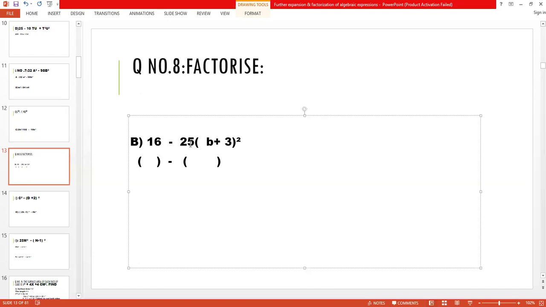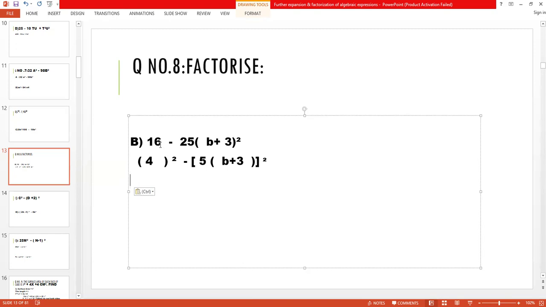So this one is the first term, this one is the second term, and the second term has further two portions. This 25 is also a square. So here you have to use these square brackets. Okay. 16 is a square of which number? It is a square of 4. And this 25 is also a square, and this is the square of 5. Inside the bracket, you have b plus 3. And then you have to take the whole square as given in the question. So you have to take the square of the first term, and then you have to take the square of the second term.